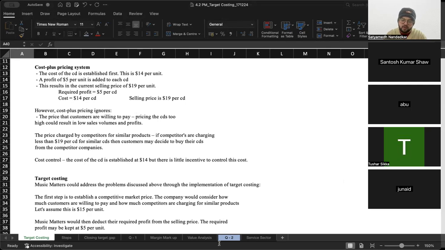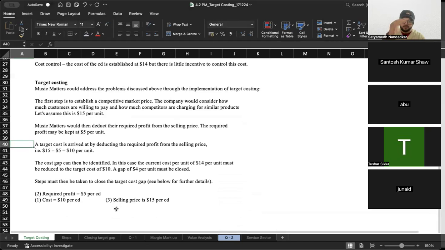I'll scroll down once you have finished reading. Okay, let me scroll down to the target costing bit.